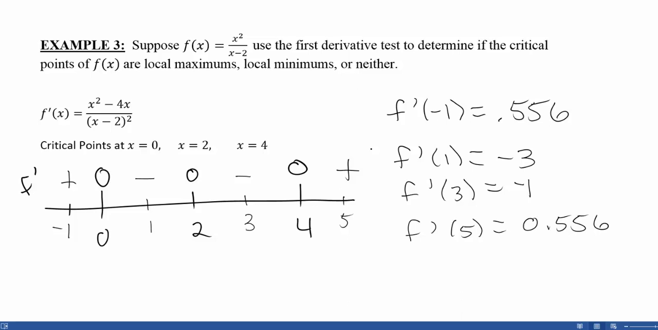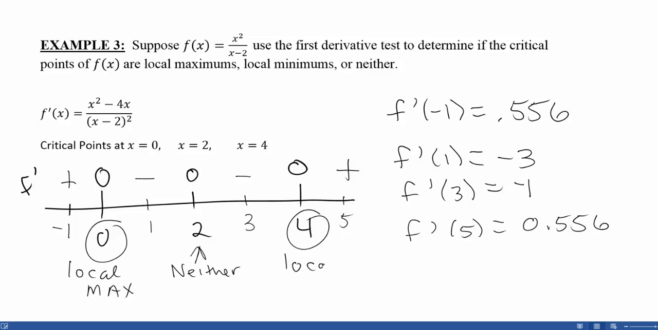So what I notice here is that I change signs at 0 and at 4. However, at 2, to the left of 2, I had a negative derivative, and to the right of 2, I had another negative derivative. So I didn't change signs there. And again, our test tells us that if you don't change signs, then your critical point is neither a local max or a local min. However, at 0, my sign changes from positive to negative as I move from left to right. So that tells me that 0 is a local max. Over at 4, I can see that my derivative changes from negative to positive around 4, and that tells me that 4 is going to be a local minimum.